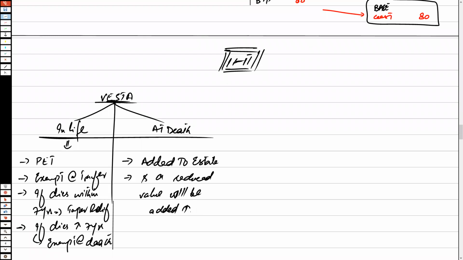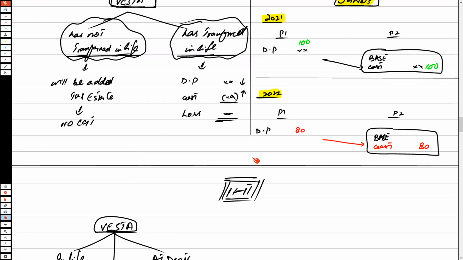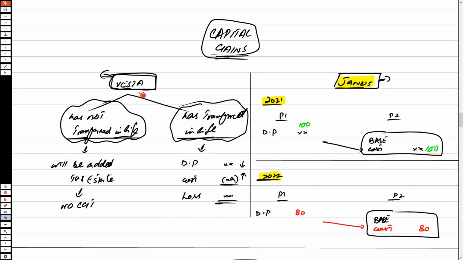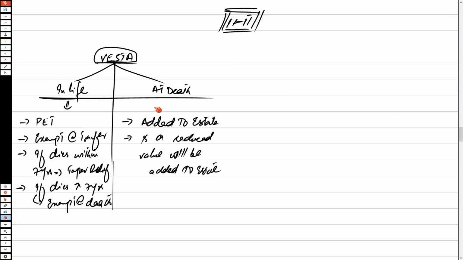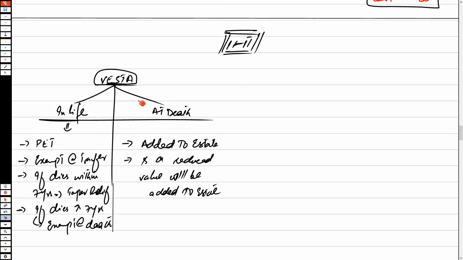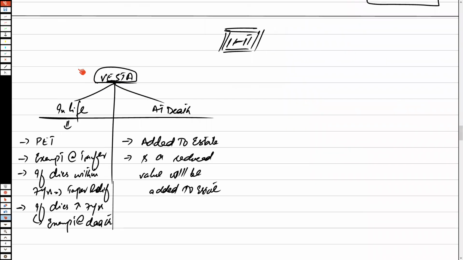By the way, is there any tax implication for this transferor, whether the person is transferring the asset in life or at the time of death? No, there is no such implication for the transferor, as there were no implications for the transferor under capital gains tax. Same case for the transferor, there are no implications under IHT as well. Let's talk about the second person.